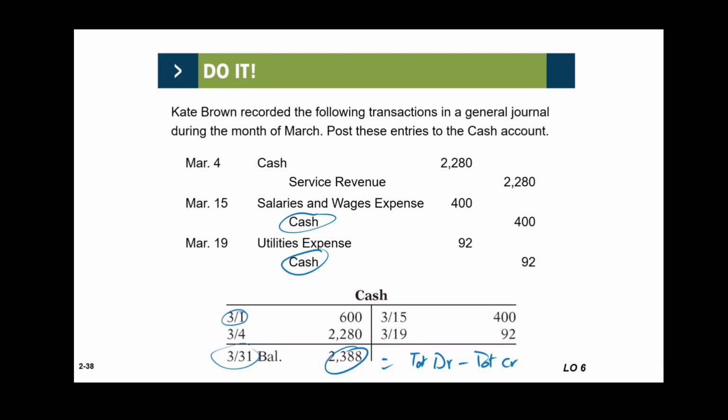So let's say we're going to do the month of April, we will start like this, cash, and then we have April 1st. April 1st, it will be 2,388. That's how it will be. And then you enter those transactions for that month. Okay?